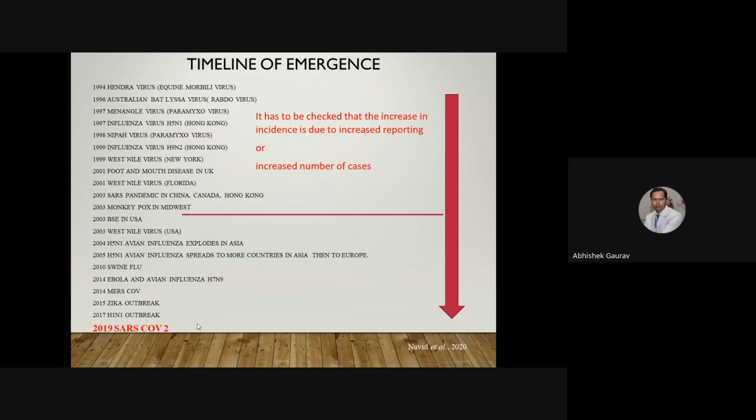It is an emerging zoonosis. Suppose you have started diagnosing some disease which was not diagnosed earlier, then you will definitely get cases. So that is not considered an emerging zoonosis. Emerging zoonosis means that when the cases are building up, then it will be considered an emerging zoonosis.